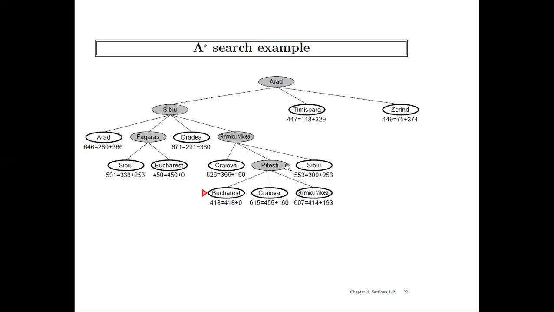When we expand this, we also reach Bucharest. Now here the cost is 418. Now let's see, have we reached the goal? Is there any unexpanded path where we have a value less than 418? Yes, 615, no. 607, no. 553, no. 526, this one, this one, this one, this one, even this one, no. So there is no unexpanded path with a value less than 418, and we have already reached Bucharest. So that is our goal. It means we have achieved our goal by using A star.